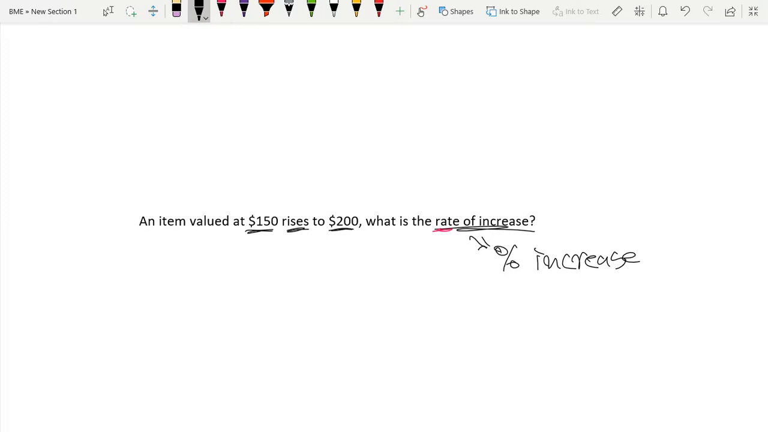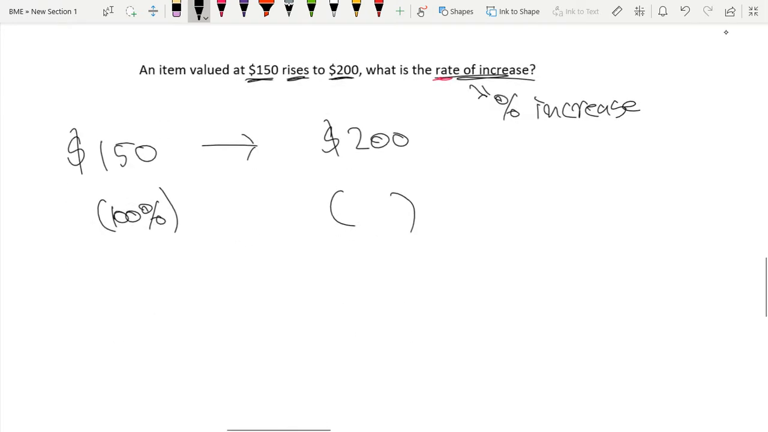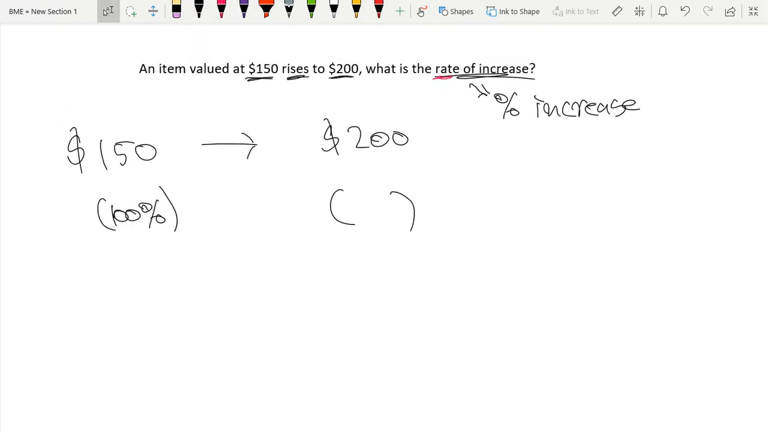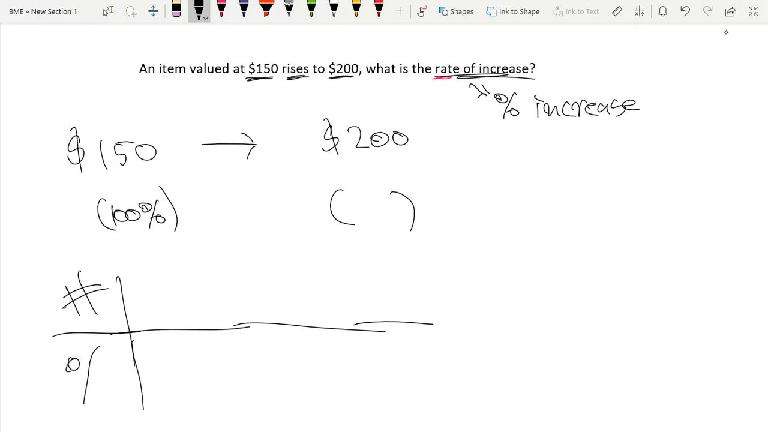So an item costing $150, so $150 would be 100%. This would be the base. Now it goes to $200. Now what was the rate of increase? We could just use a formula to do this, but I like to do it in a bit more of a thinking way. So we're going to use a number to percent table. If $150 is 100%, then $200 is what?